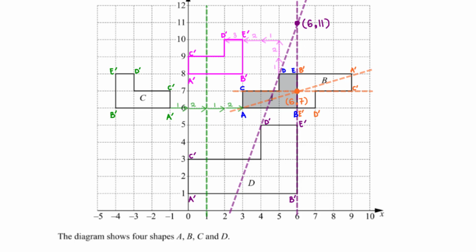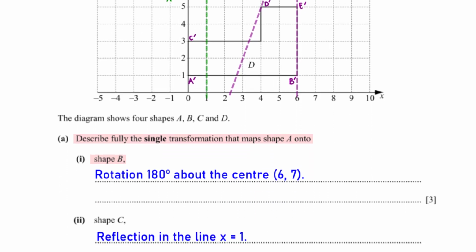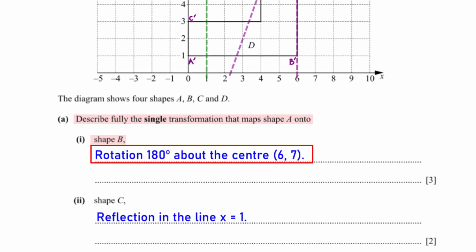To get the center of rotation, all we need to do is connect at least 2 corresponding points on both shapes and find their intersection point. When we do this, we get the center of rotation as (6, 7). And so the full description for the transformation is rotation 180 degrees about the center (6, 7).